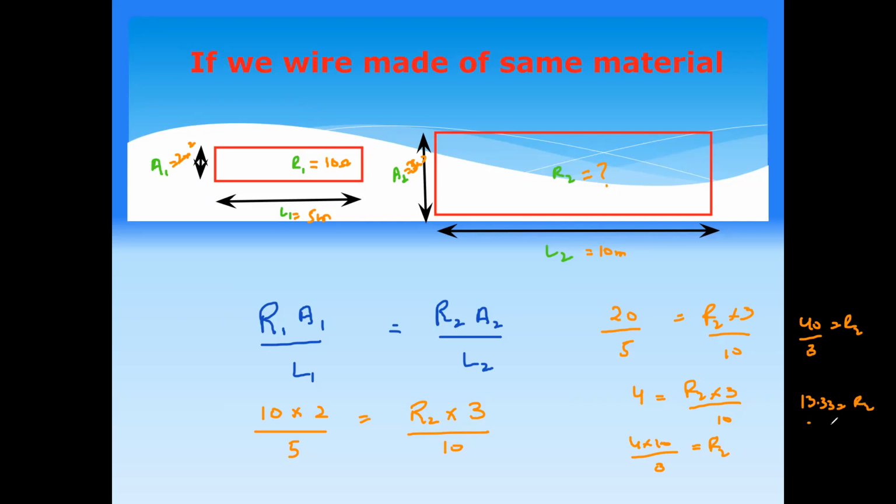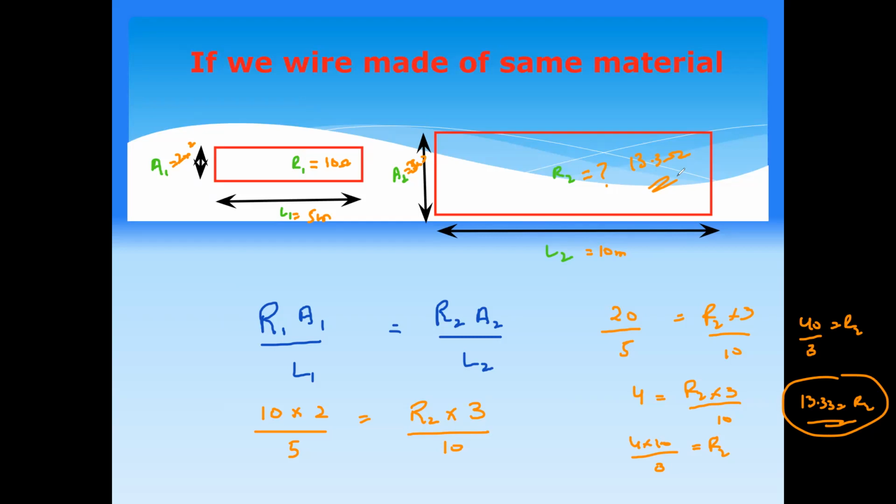So 40 divided by 3 gives us the new resistance. The new resistance is 13.33 ohms. So whenever both length and area are changing, we can use this formula R1 A1 over L1 equal R2 A2 over L2. But if only one is changing, like if in the question the length is double, then we can say resistance will be double. Or if area is double, we can say resistance will be half. But if both factors are changing, in that case we have to use this formula.